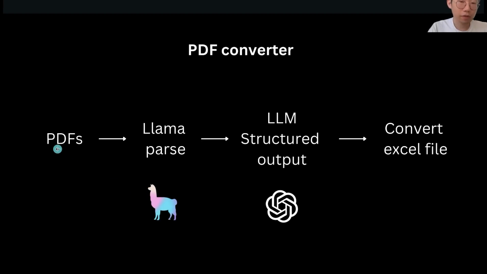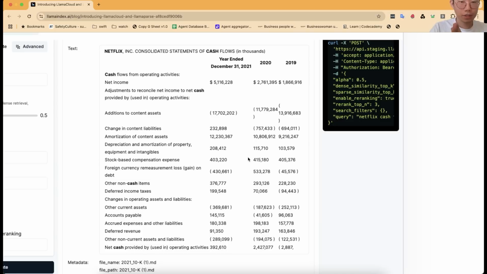The app will take a bunch of different PDFs, and then we're going to use LlamaParse, which is probably the best PDF to Markdown converter we have on the market. It's basically a service that can take messy PDF files and extract information into Markdown, which is a format that large language models are really good at reading.